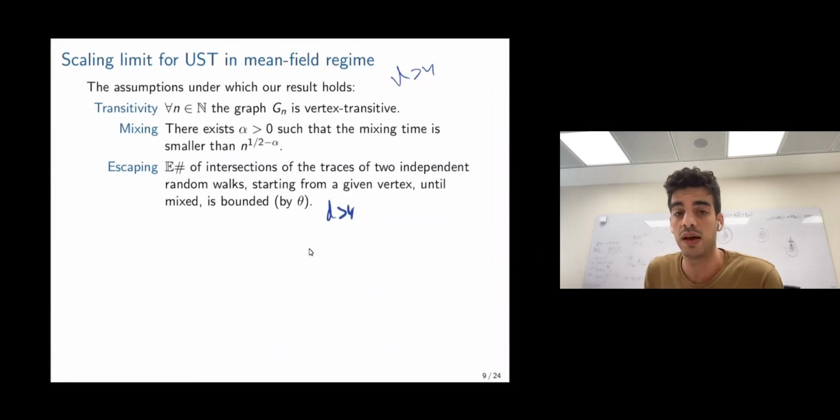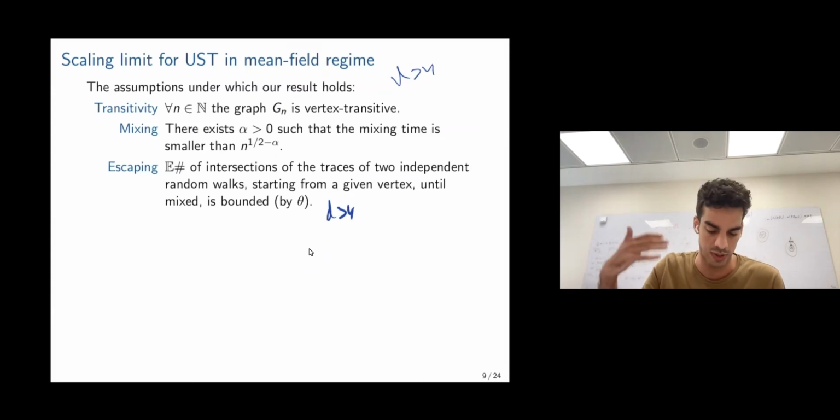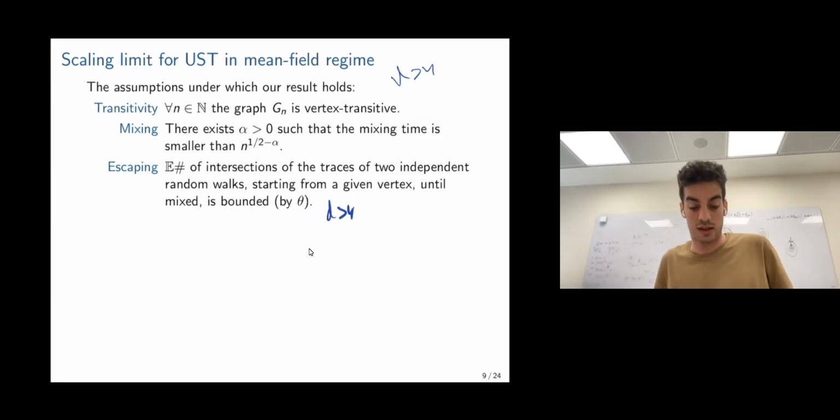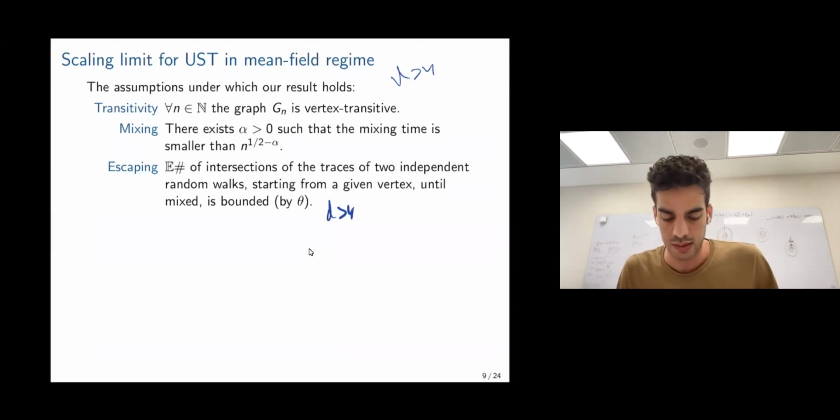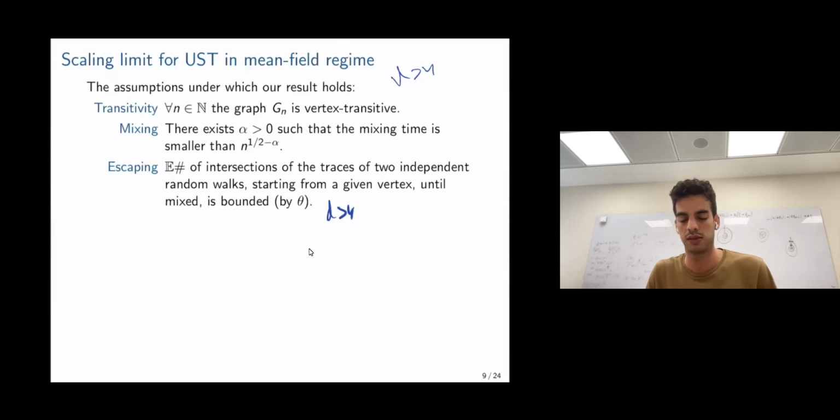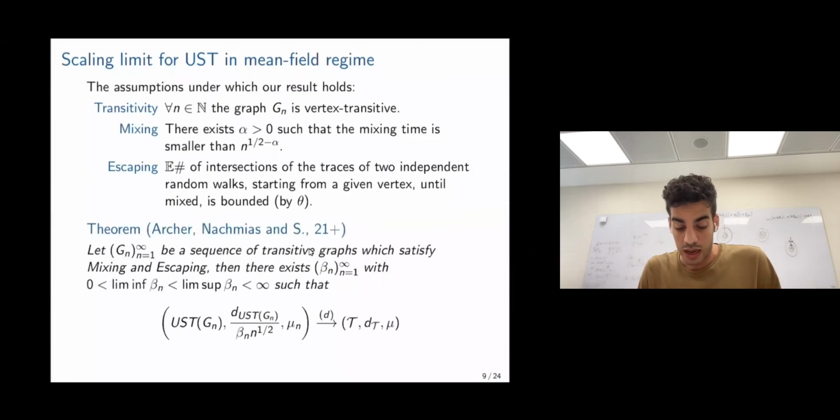And indeed, when d is exactly 4, and we're talking about the torus, the mixing time is exactly square root n, and the expected number of intersections is logarithmic, roughly log n. But whenever d is larger than 4, we get that mixing and escaping hold, with this alpha, and the expected number of intersections is bounded. And then we get the same result.